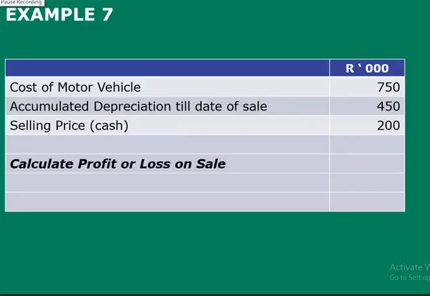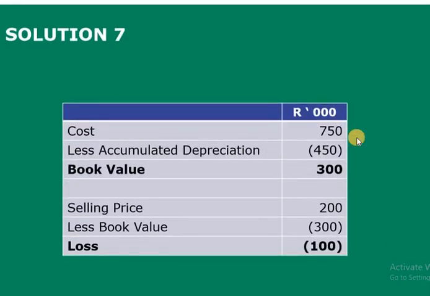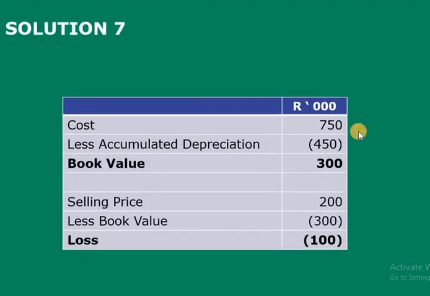Let's look at an example. Example 7. Say the cost of a motor vehicle is 750,000 and the accumulated depreciation till the date of sale is 450,000 and your selling price, it was for cash, 200,000. Calculate the profit or the loss on this sale. So you will draw up your assets disposal account to determine that. There's your 750 minus your 450 equals your book value. Cost less accumulated depreciation equals book value or carrying amount.